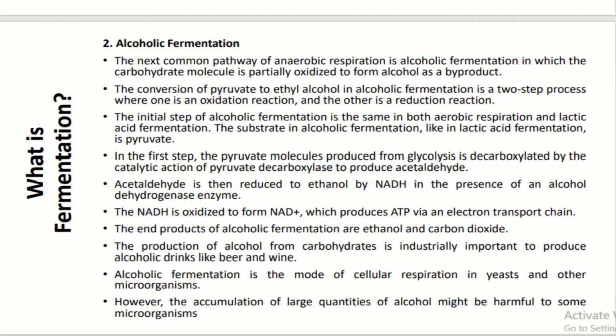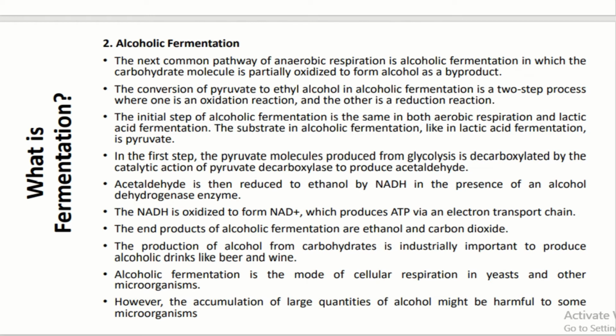The substrate in alcoholic fermentation, like in lactic acid fermentation, is pyruvate. In the first step, the pyruvate molecule produced from glycolysis is decarboxylated by the catalytic action of pyruvate decarboxylase to produce acetaldehyde. Acetaldehyde is then reduced to ethanol by NADH in the presence of an alcohol dehydrogenase enzyme. NADH is oxidized to form NAD+, which produces ATP via an electron transport chain.